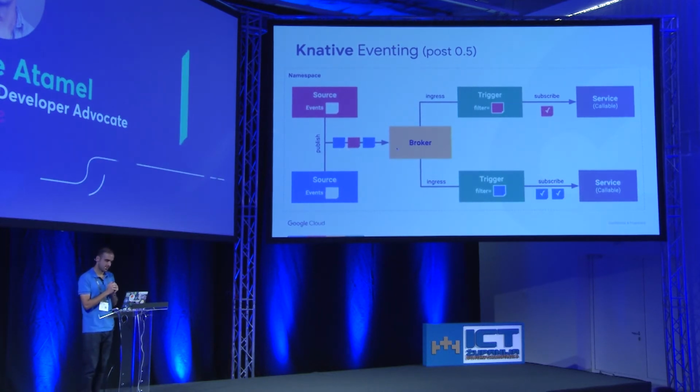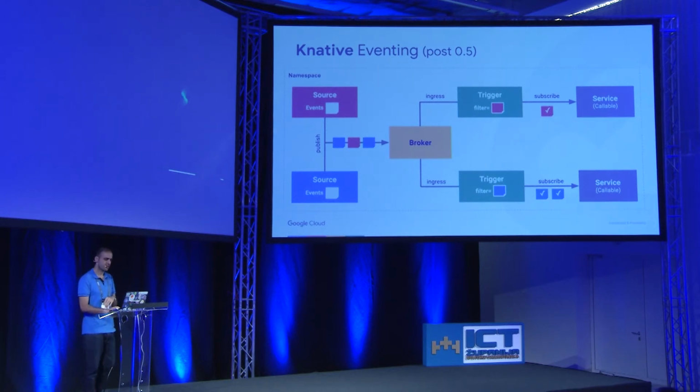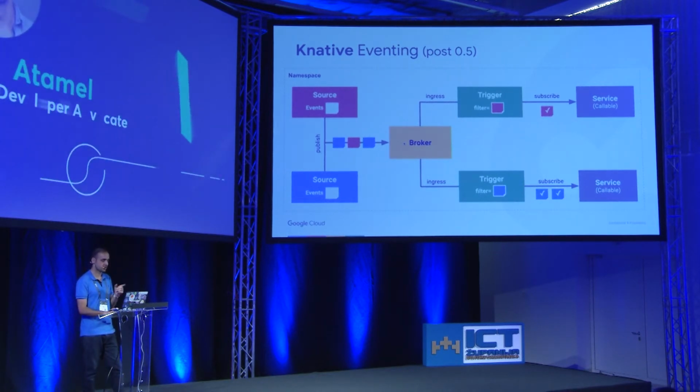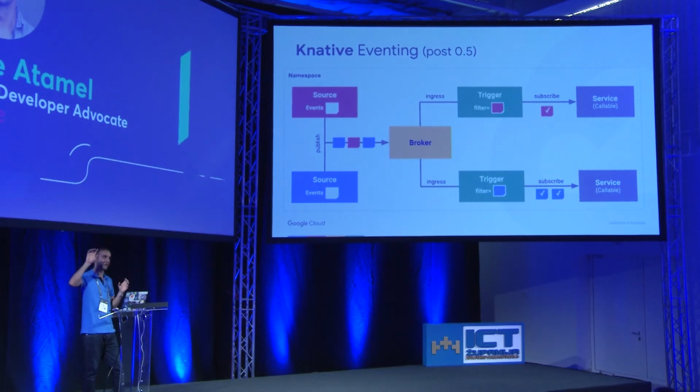Broker is the default thing that listens for messages in Knative. It's usually one per namespace. And then once the message is in broker, it will go through a trigger. So a trigger connects a Knative service with the broker, right? That's what it does. It makes the connection.